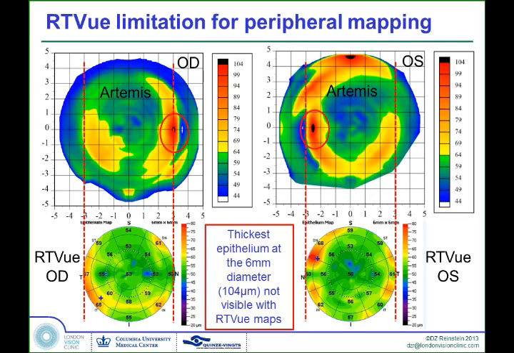So we need these maps to go further out if the pathology is outside of the 6 millimeter zone. And remember, 6 millimeters is 3 millimeters from the vertex. That's really not very far. So 10 millimeters is really what we want.